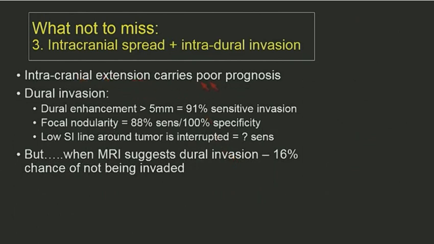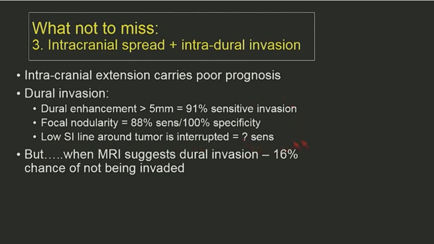Intracranial extension is a very poor prognosis for sinonasal cancer, and it's very common. There are 3 imaging findings of intracranial intradural extension. These are the 3 findings. Dural enhancement over 5 millimeters has been said to have a sensitivity of 91% for intradural tumor. Focal nodularity carries a fairly high sensitivity and specificity. And the 3rd finding is loss of the low signal intensity line around the tumor, especially on T2 images.